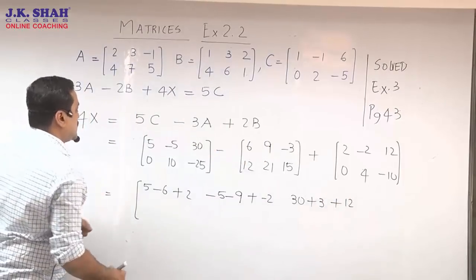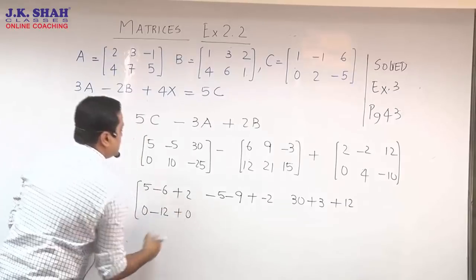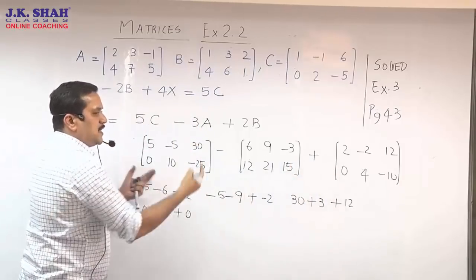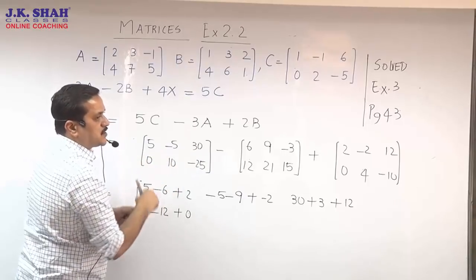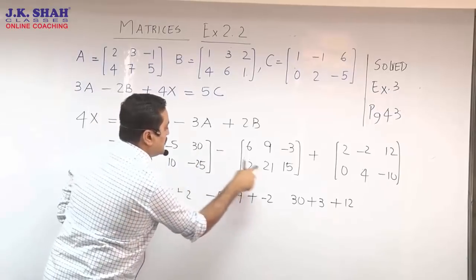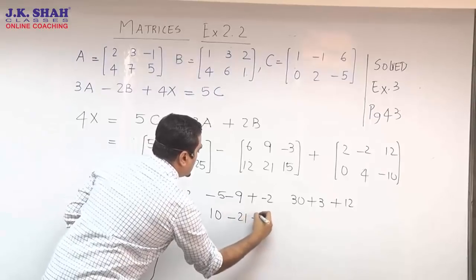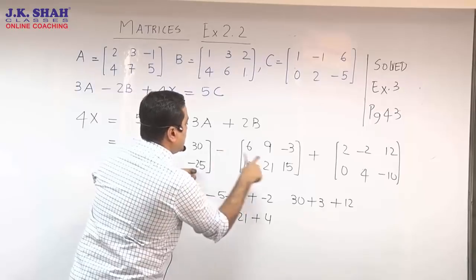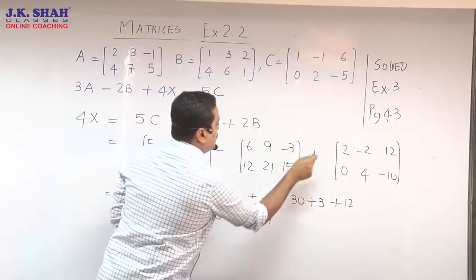Coming to the second row, it's going to be 0, minus 12, plus 0. Play safe. 0, minus 12, plus 0. If you are sleepy, you may pick up any elements. We are talking of those elements. You need to pick up all the corresponding elements of the other matrices. For 10, you are going to go for 10, minus 21, plus 4. A casual approach may go wrong. Minus 25, and again we are into the last element. So minus 25, minus 15, minus 10.